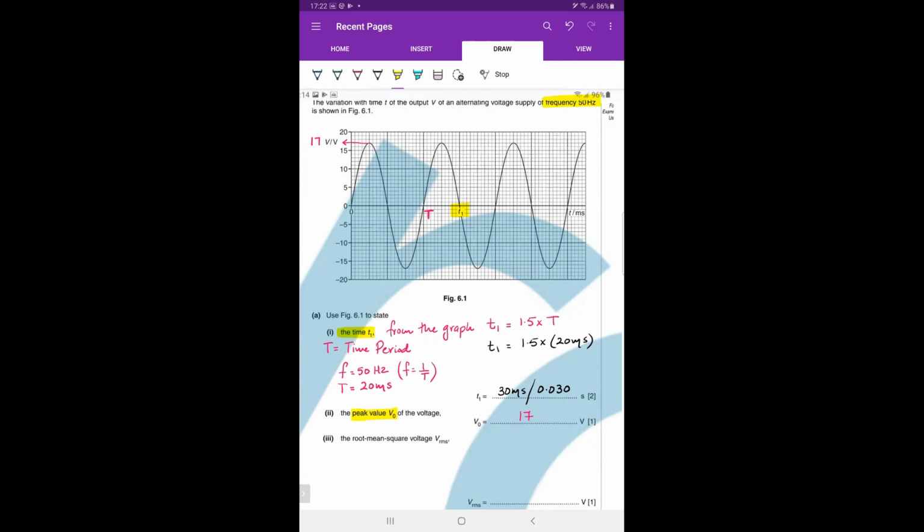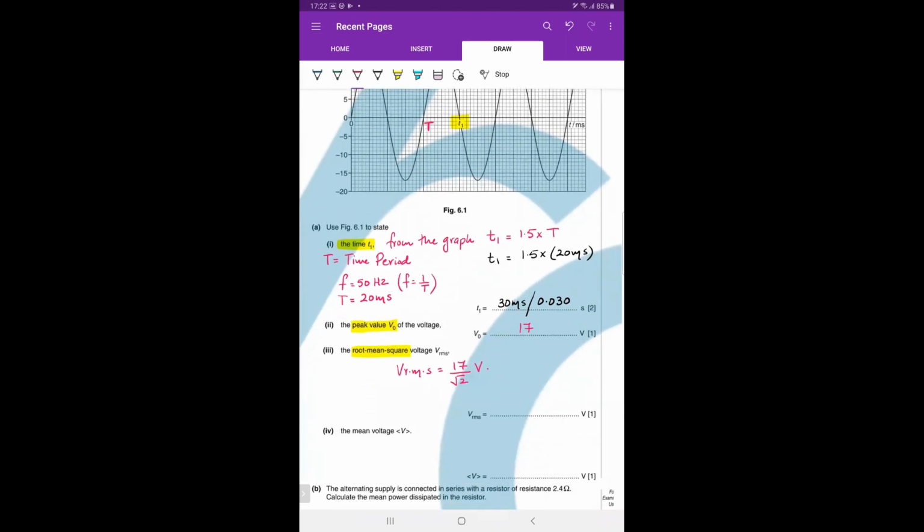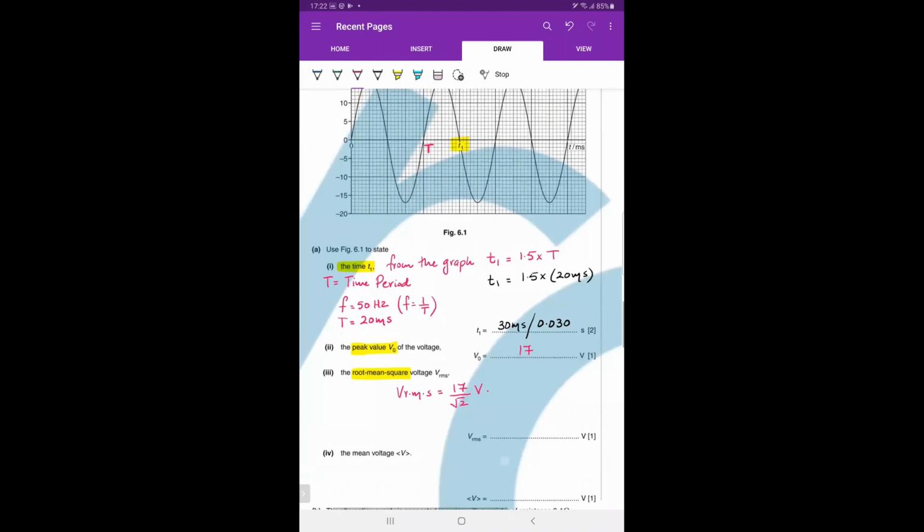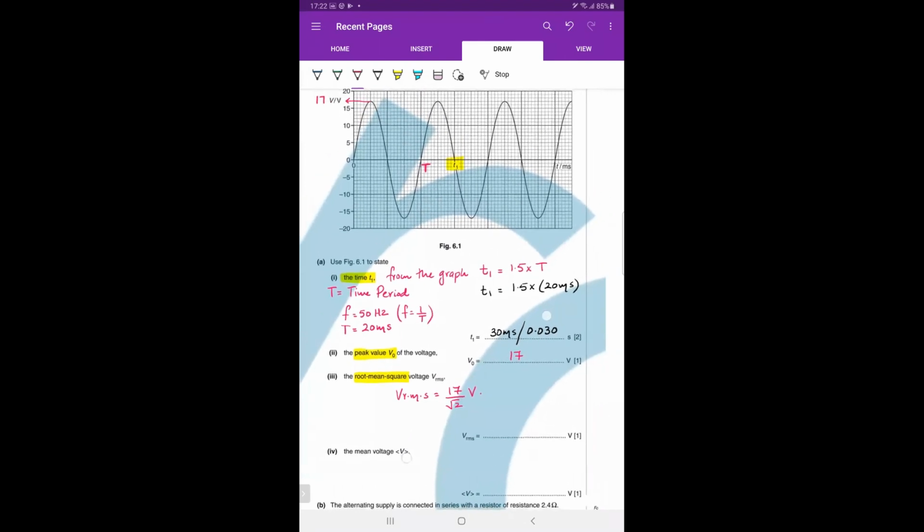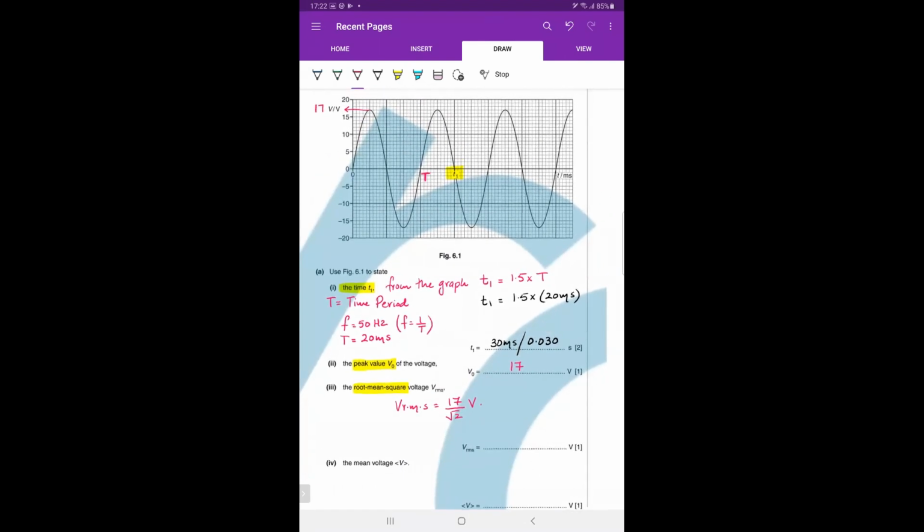Next part where they are asking us to calculate the RMS value. So that will be 17 divided by under root of 2. Proceed करते जा रहा हूँ. Next part where they are asking us to calculate the mean value. ठीक है, so since it's a sine graph, लिख देता हूँ.